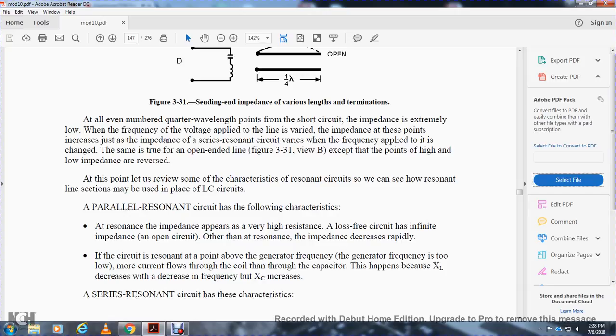The open circuit with the other resonant impedances decrease rapidly, and if the circuit is resonant at a point above the generator frequency, the generator frequency is too low. More current flows through the coil and the capacitor. This happens with the inductive capacity. And as the frequency decreases, the capacitive reactance increases.